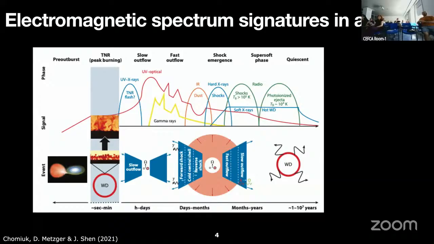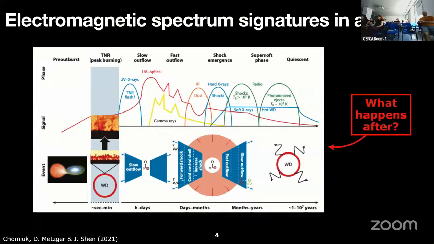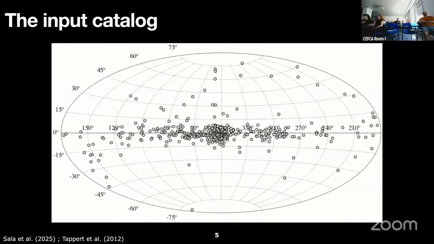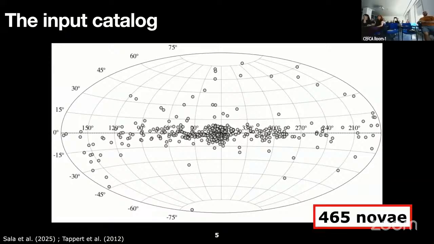But this is what they know about what happens at the moment of the explosion, and later what happens months to years later. But we don't know exactly what happens after this. So let's see what's happened. To study this, we use the input catalog that was used in the paper from Sarah and collaborators, that is formed of 465 Novae, and we improve this by using some of the coordinates that are in the papers from Tapper and collaborators.